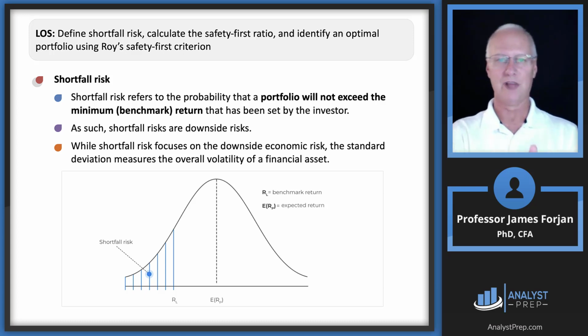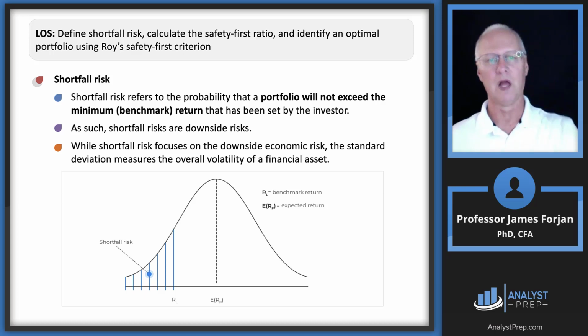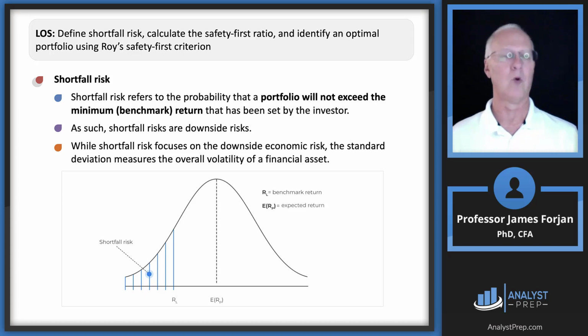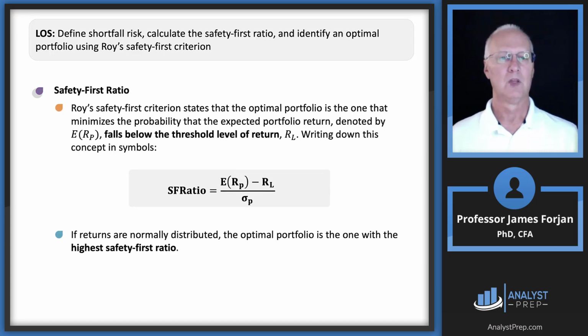And so notice that minimum return, that benchmark return, is somewhere to the left. And all of those vertical blue lines, that's shortfall risk. So we want to know what that probability is down in that left-hand corner. So we use Roy's safety first criterion.